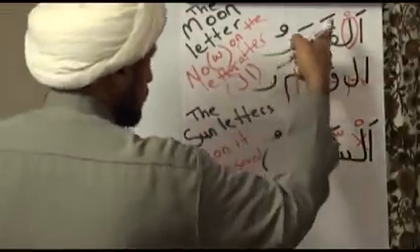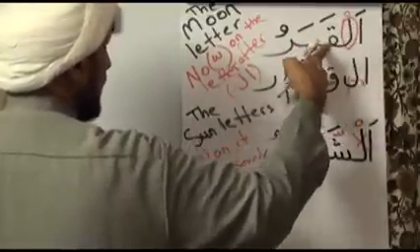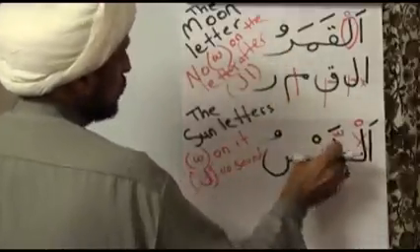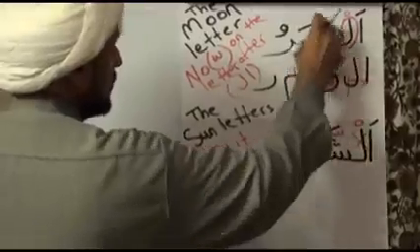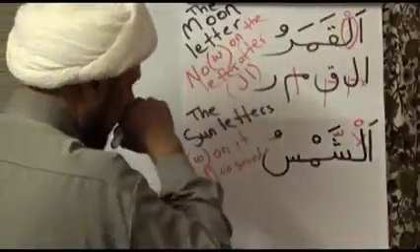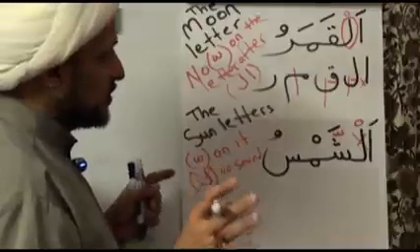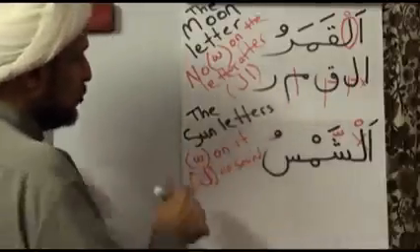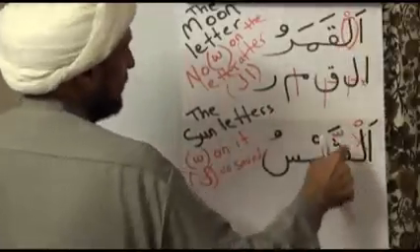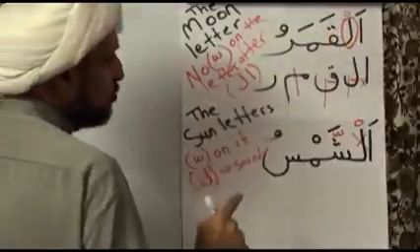Whenever there is a moon letter, the lam will be pronounced, al-qamaru. Whenever there is a sun letter, there are several letters in the Arabic alphabet which have the same rule. So you can find out which are the sun letters and which are the moon letters. I'm not going to make your life miserable. You don't have to memorize that. You look at the shadda. If there is a shadda after alif and lam, that's a sun letter. If there's no shadda after alif and lam, that's a moon letter.